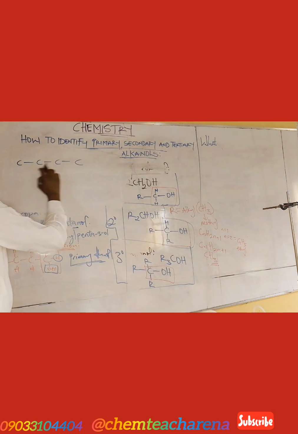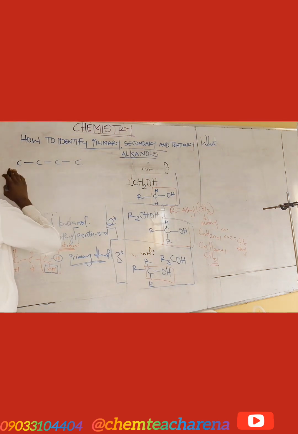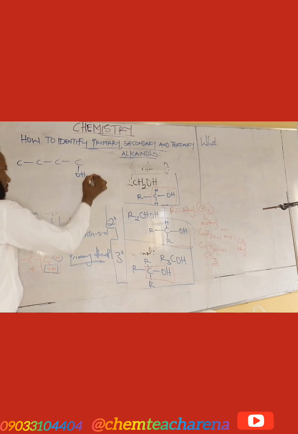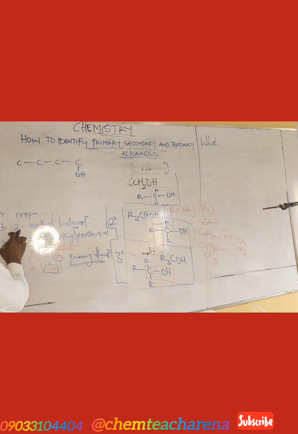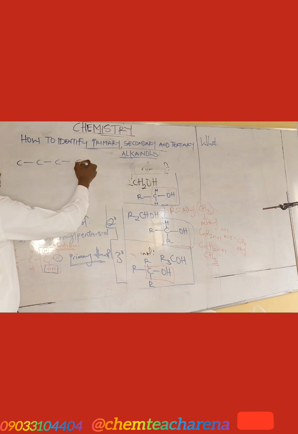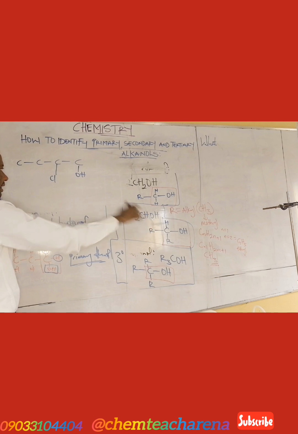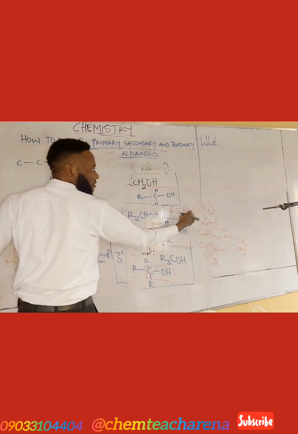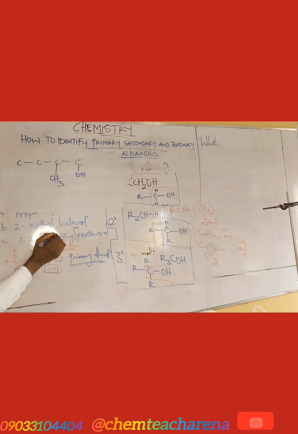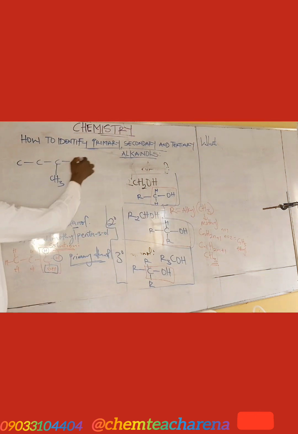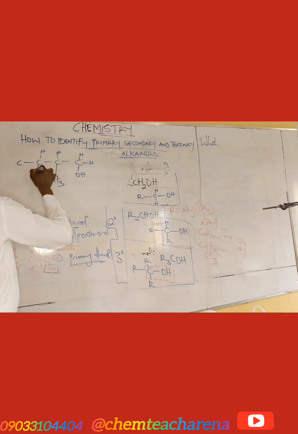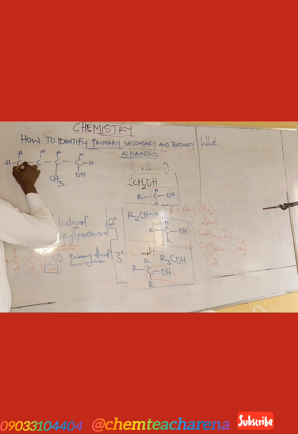So this is my carbon 1, 2, 3, 4. You can put your 1 either here or here, but I prefer here. Then this is my OH. They say 2-methyl-butanol, so on carbon 2 there is a methyl. 2-methyl-butanol, I'm done. Then you put H on each of the remaining bonds.